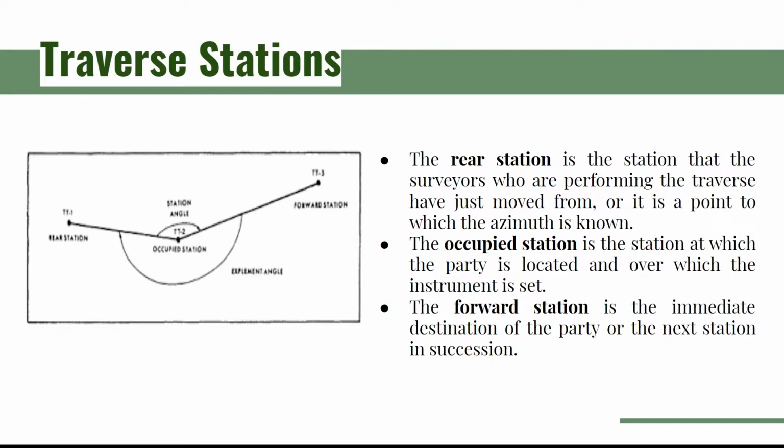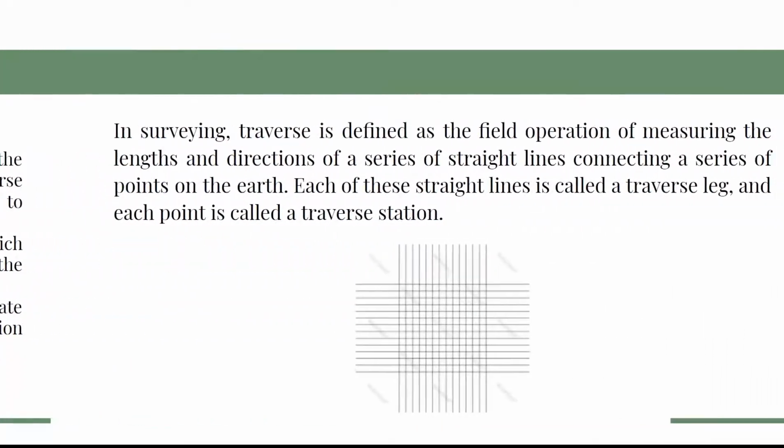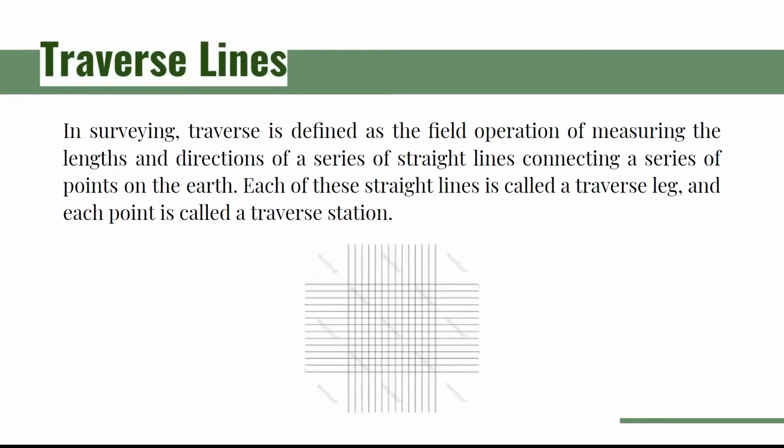In surveying, traverse is defined as the field operation of measuring the lengths and directions of a series of straight lines connecting a series of points on the Earth. Each of these straight lines is called a traverse leg, and each point is called a traverse station.